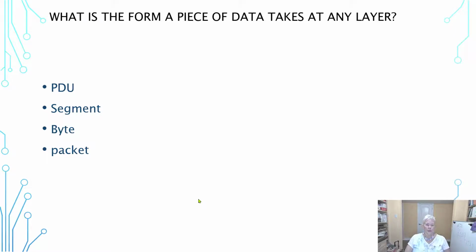What is the form a piece of data takes at any layer? As I send a message to you, that message is going to get segmented and encapsulated, and it's going to start moving through the OSI model or the TCP/IP model, whichever. As it moves, depending upon where the data is, we in the field of networking and computers call that data something different. We call that a PDU, a protocol data unit.